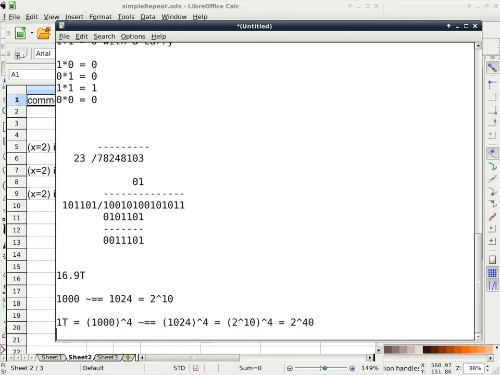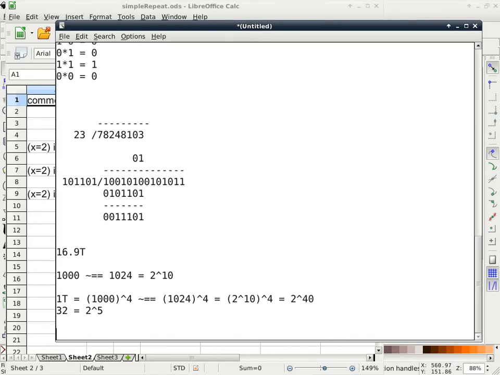Okay? Now we only have the 16.9 left. 16.9 is more than 16, and it's less than 32. So we'll just say it's the 32. 32 is 2 to the power of 5. So when you combine the two, 16.9 trillion in base 10 can be represented in 2 to the power 45 bits. 40 bits to account for the trillion, and 5 bits to account for the 16.9. Okay?